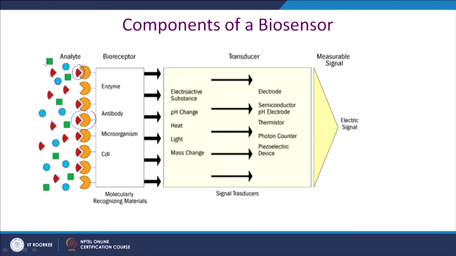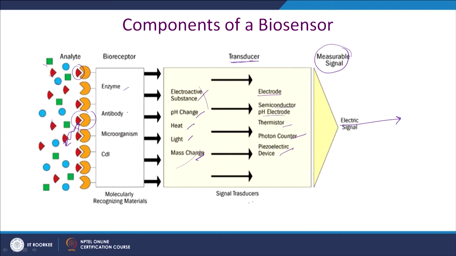This could be a change in electroactive substance, a change in pH, heat, light, even mass, because it might release some other thing away or gain some mass. Any of these can be detected and converted into a signal using a transducer, which can behave like an electrode, like a semiconductor or pH electrode, a thermistor for heat, a photon counter for light, a piezoelectric device for mass, and so on and so forth. This is the job of the transducer. The transducer has converted this conformation change into a measurable signal, and then you can read the electronic or electrical signal.